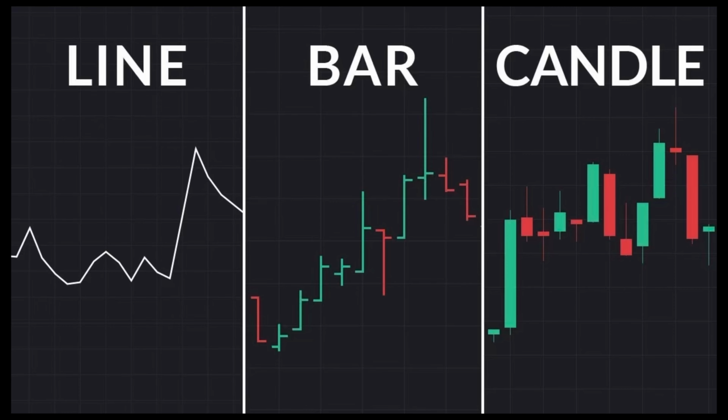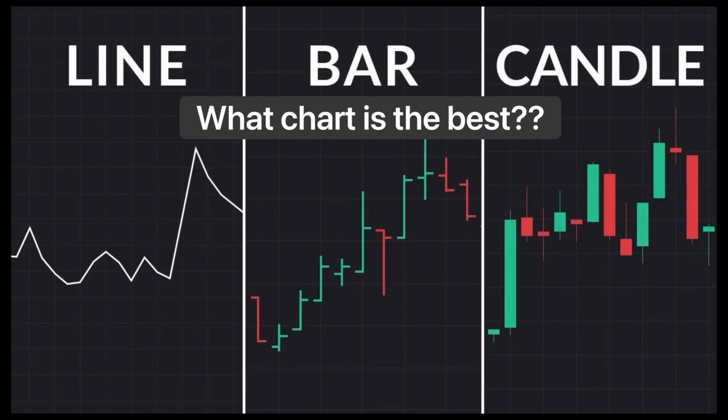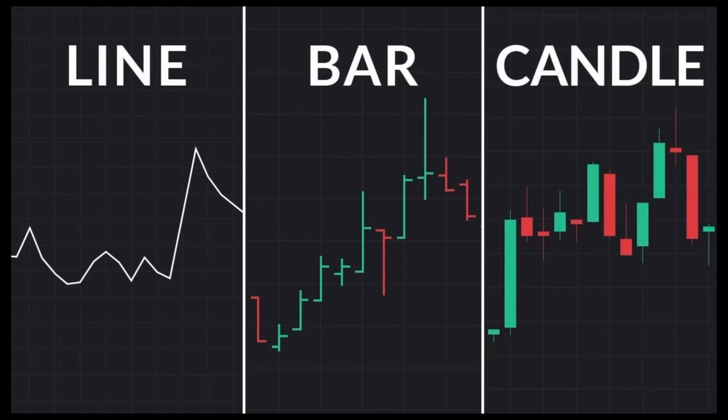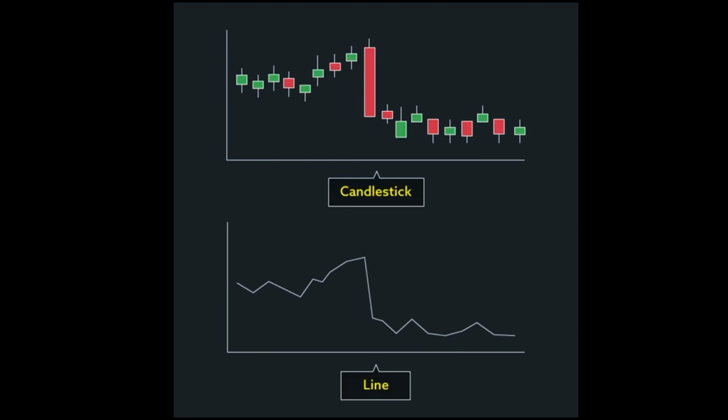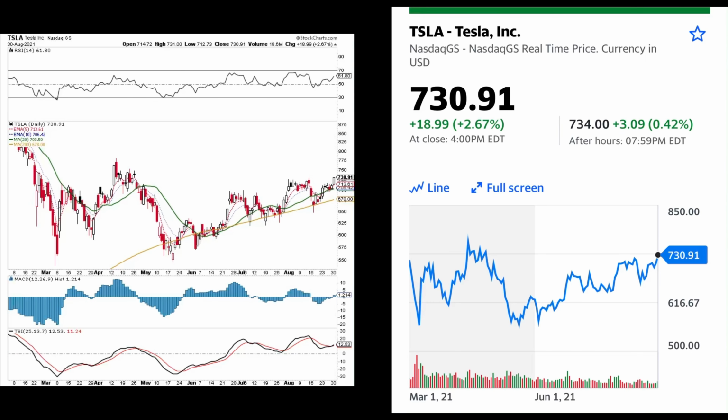So my question is, what chart is the best? I have my own personal preference, but there is a certain strategical advantage that you can get from using bar charts and candlestick charts over line charts. If you look at a candlestick chart versus a line chart side by side, and we'll just use Tesla here for example, you can see that you get a lot more information by using a candlestick chart than a line chart. See, a line chart just takes the average over price movement for one day, and it draws a line from day to day and connects dots.